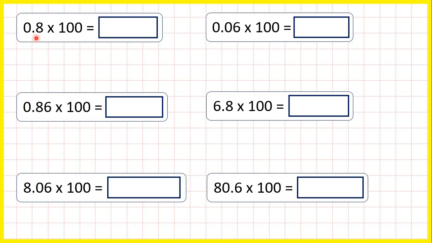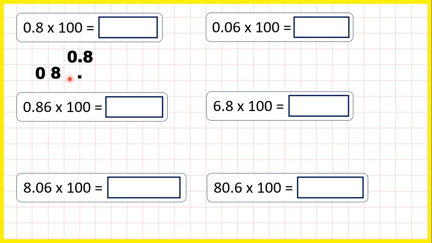Now, we need to multiply decimals by 100. So the way we do that is that we write out the decimal, so 0.8 here, and then we copy down the decimal point. Now when we multiply by 100, digits move 2 squares to the left. So we can copy this 0 down 2 squares to the left, and do the same with this 8.